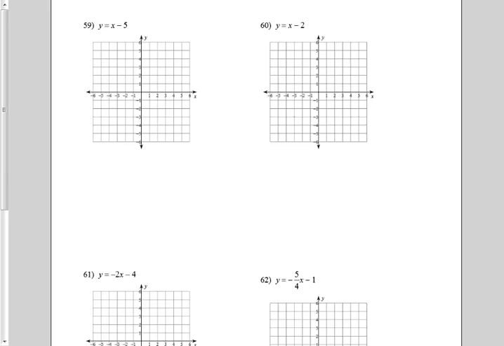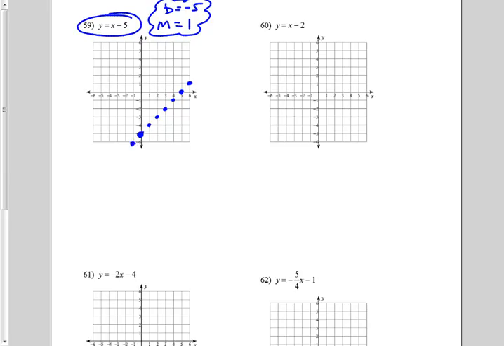The y-intercept is negative 5, and the slope is 1. I want to make sure you know that the slope is 1. If it was negative x, the slope would be negative 1. So this tells me to start at negative 5, and the slope of 1 is up 1 over 1. Up 1 over 1. There we go. Lots of points.